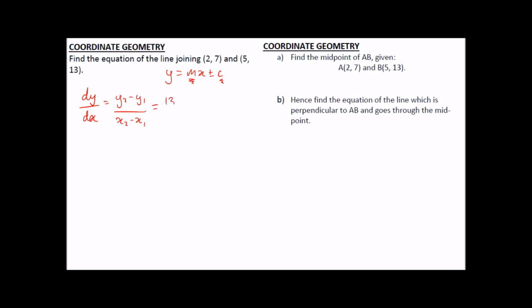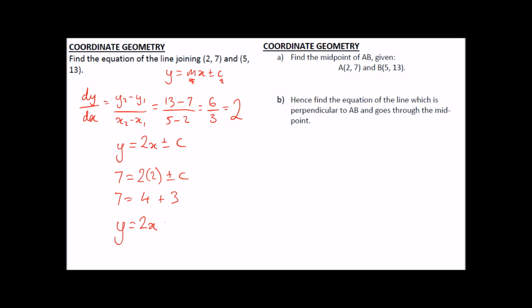So y2 is 13 and y1 is 7. I'm going to divide that by x2, which is 5, minus x1, which is 2. So that gives me 6 on the top and 3 on the bottom, so the gradient must be 2. So I know that my equation of this line is going to be y equals 2x plus or minus something on the end. Now I've got that, I can substitute in one of the 2 points, so either (2, 7) or (5, 13). I'm going to substitute in (2, 7). So (2, 7) means when x is 2, y is 7. So if I put y is 7 when x is 2, I can now work out what c must be. That's going to be equal to 3, because 4 plus 3 is 7. So c is 3, and my overall equation is y equals 2x plus 3.